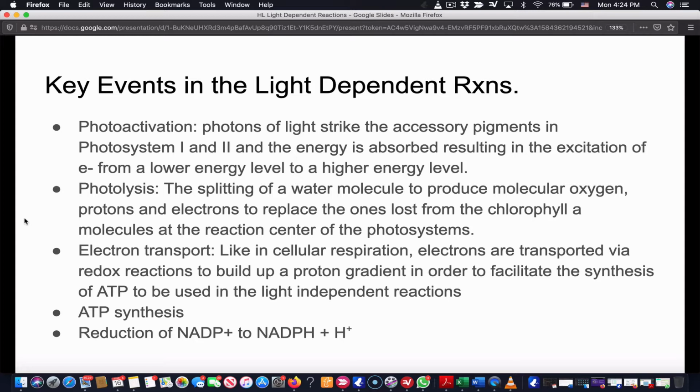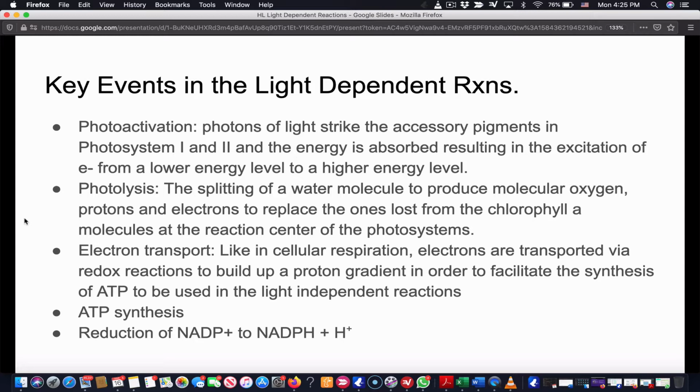And this is where the photons of light strike the accessory pigments in photosystems 1 and 2, and the energy that is absorbed results in the excitation of the electrons. So it takes the electrons from a lower energy level to a higher energy level. And this is the energy that we're basically absorbing from light that we're going to convert into chemical energy.